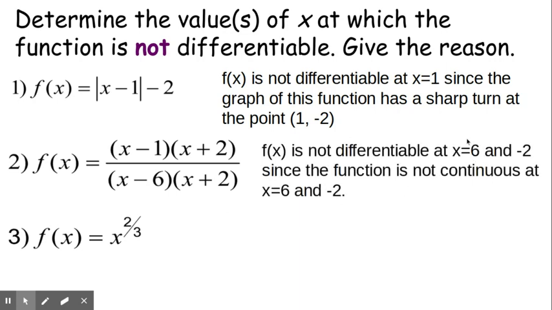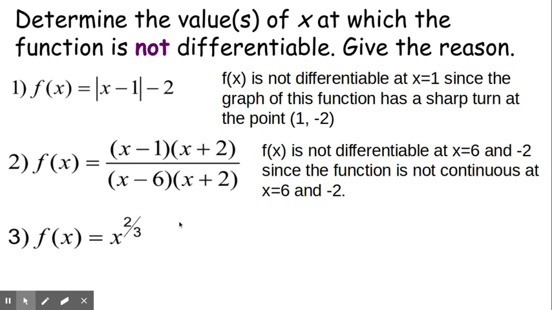If we wanted to be specific, this one is a non-removable discontinuity. When we look at it, it's not going to cancel out with anything on the top and the bottom. And x equals negative 2, that one is actually a removable discontinuity. That would just be a hole in the graph. But they're both discontinuities, therefore the function is not differentiable there. If you were talking about limits, the limit as x goes to 6 would not exist, but the limit as x goes to negative 2 would exist because that's a removable discontinuity.